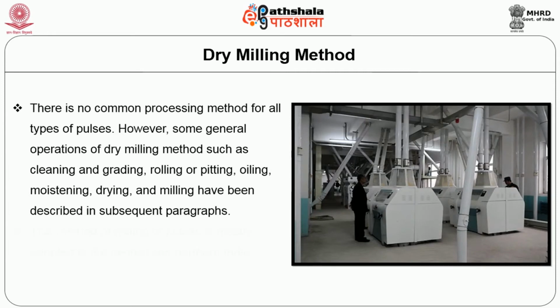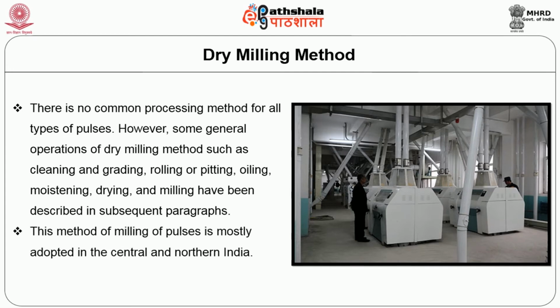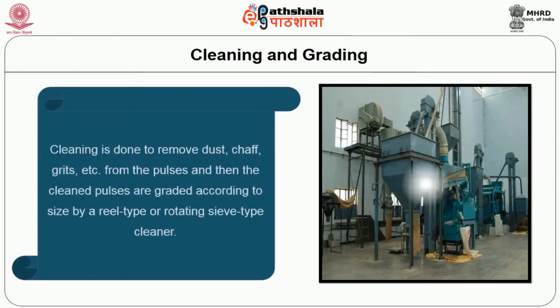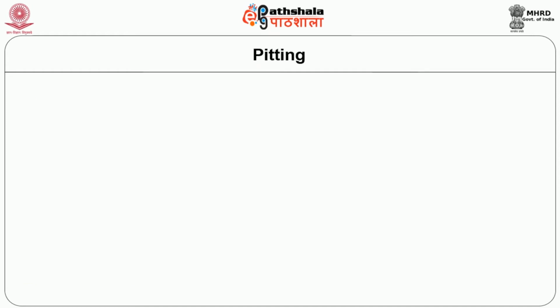There is no common processing method for all types of pulses. However, some general operations of dry milling methods such as cleaning and grading, rolling or pitting, oiling, moistening, drying and milling have been described in subsequent paragraphs. This method of milling of pulses is mostly adopted in central and northern India. The first unit operation in dry milling is cleaning and grading. Cleaning is done to remove the dust, chaff, grits, etc. from the pulses, and then the cleaned pulses are graded according to their sizes by a reel type or rotating sieve type cleaner. The next unit operation is pitting.